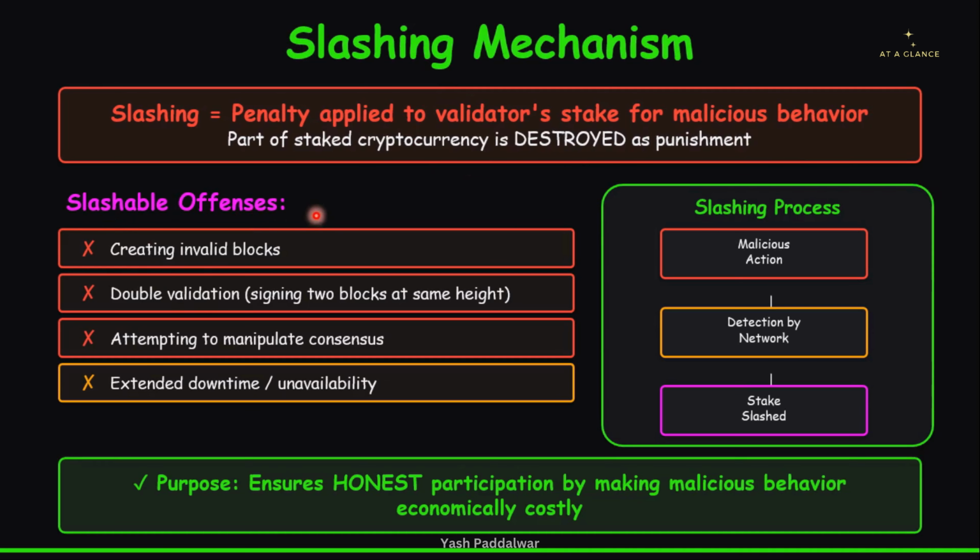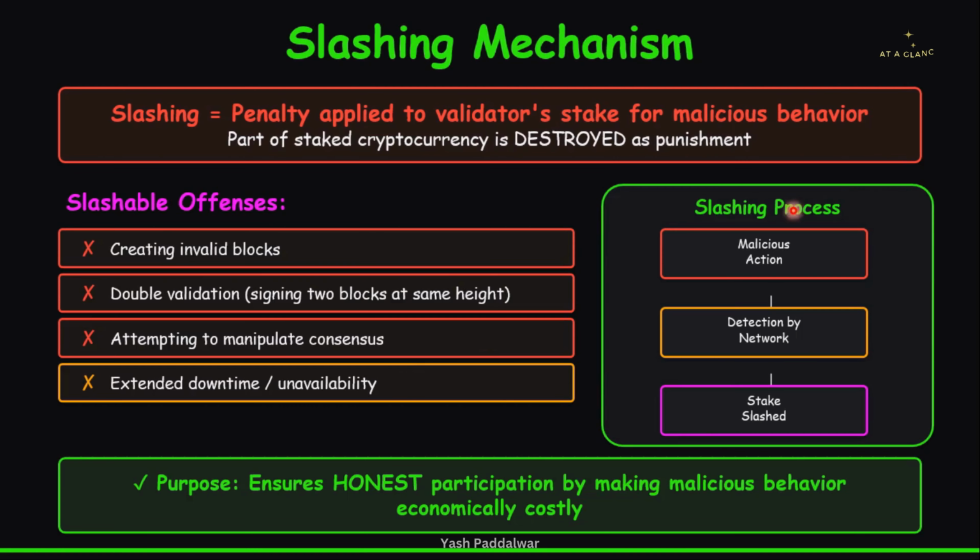So slashable offenses can be creating invalid blocks. If the validator is creating invalid blocks, then in that case that particular validator will be given a penalty. Signing two blocks at the same height is also one of the offenses. Next, attempting to manipulate consensus and extended downtime or unavailability. So these are all the things where the validator will be penalized and slashing will be done here.